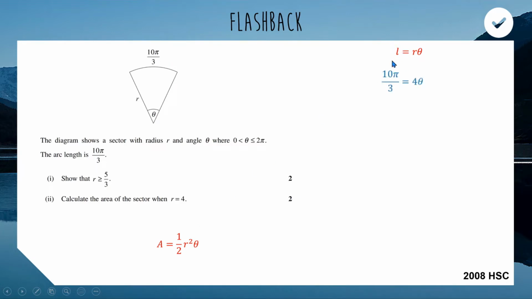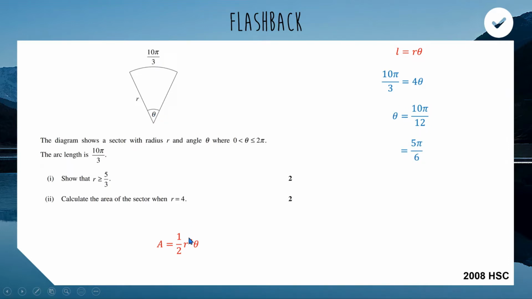So we'll set the arc length equal to 10 pi on 3. We'll set the radius equal to 4. Now just divide both sides by 4 and we get theta is equal to 10 pi over 3 times 4, which is 12. This will simplify to 5 pi over 6. So there is our value of the angle here, theta.